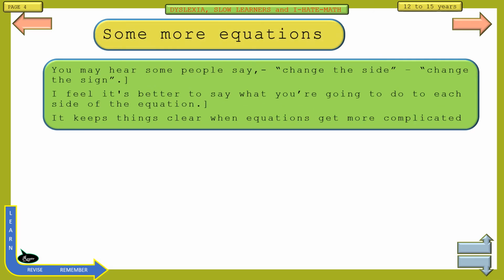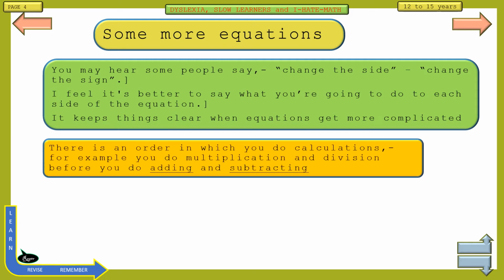You may hear some people say, change the sign. I feel it's better to say what you're going to do to each side of the equation. It keeps things clear when the equations get more complicated. There is an order in which you do calculations. For example, you do multiplication and division before you do adding and subtracting.